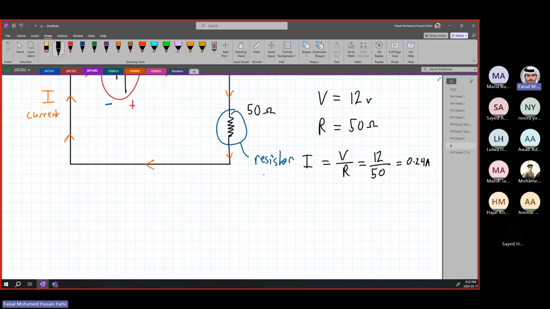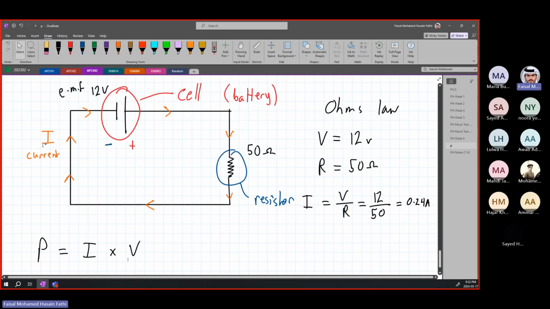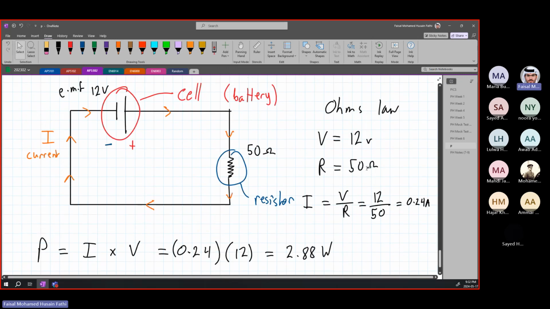Again, same idea. Power is equal to the current times the voltage. The current that is flowing through the cell, we have found it to be equal to 0.24, times the voltage of the battery, which was 12 volts. All right. So the power is going to be 2.88 watts. All right. This is how you apply it.